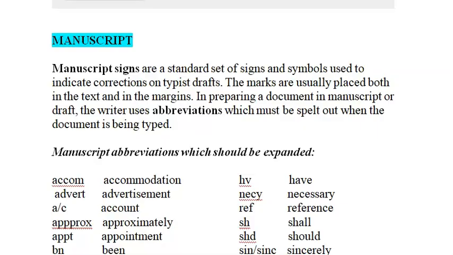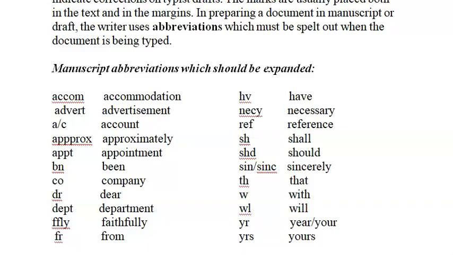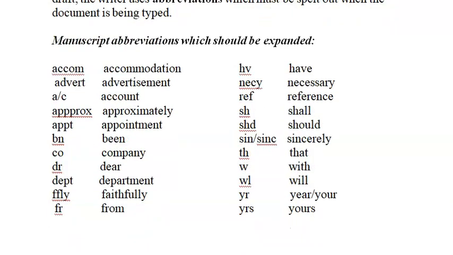Alright, and note that with a manuscript, you have markings that are there as well as abbreviations that need to be expanded. Let us look at some of these abbreviations, and please do not mind the lines underneath them. They are not recognized as complete words, and that's why that exists. Alright, so the first one is ACCOM, which is the abbreviation for accommodation, followed by advert, advertisement, A/C, this is most commonly used in principles of accounting or accounts in general, meaning account.